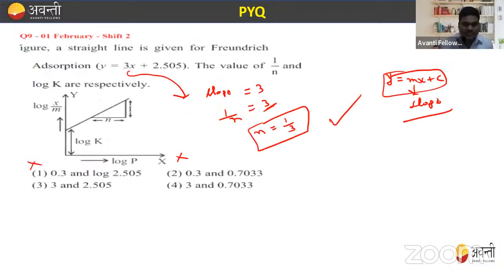Okay. So is it very much clear? So which option is correct, beta? Yeah, that is option number 3. So option number 3 is absolutely correct. That is 3 and 2.505. So these are the correct statements for this question. And it's a very simple question, everything is given. You just have to compare this with log x by m, or 1 by n log p, and the log k, right? If you know this only, then you can solve this question within 10 seconds.